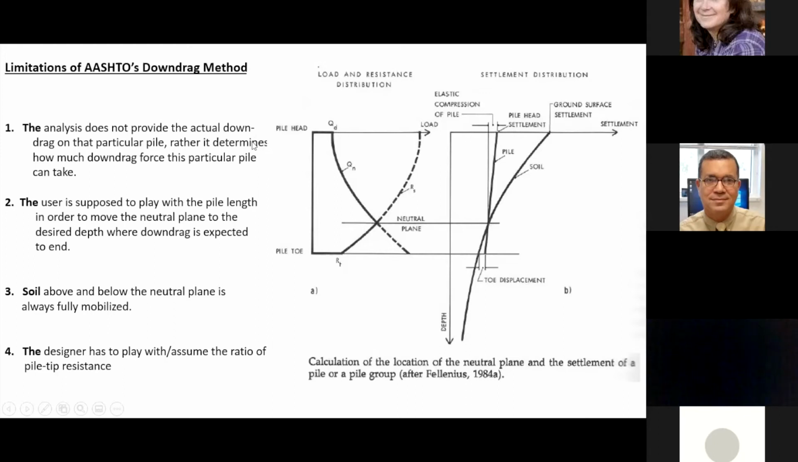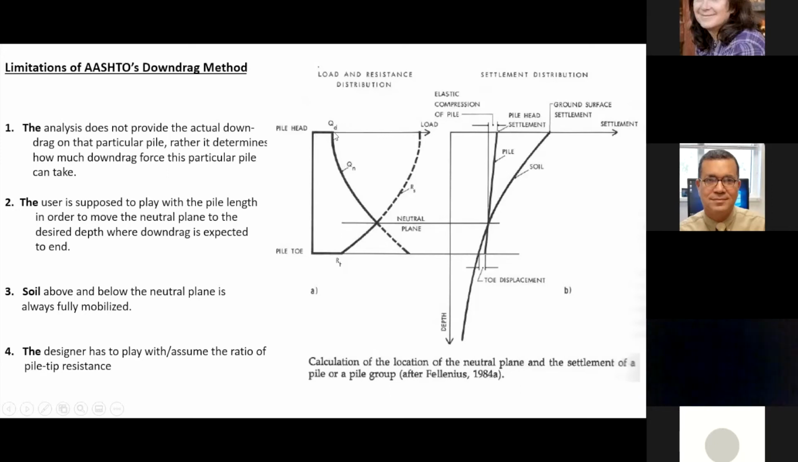How do they deal with the negative skin friction, the down drag force in general, regardless of the source of the down drag force, whether it was coming from the consolidation of the clay, or the settlement of liquefied soil, or inundated collapsible soil? It happens regardless of the source. So when you have a situation like this, this is what they are doing. The technique is asking you to do this: here is the pile length, and here is the value of the axial load acting at the pile head coming from the superstructure.